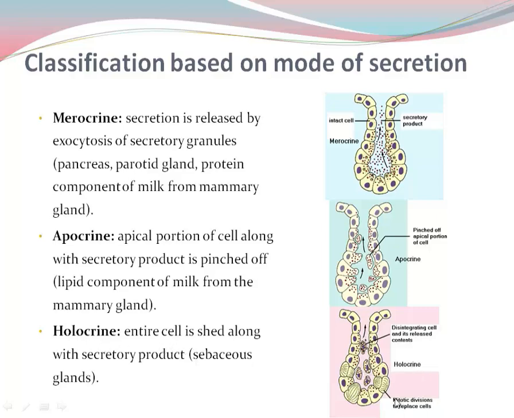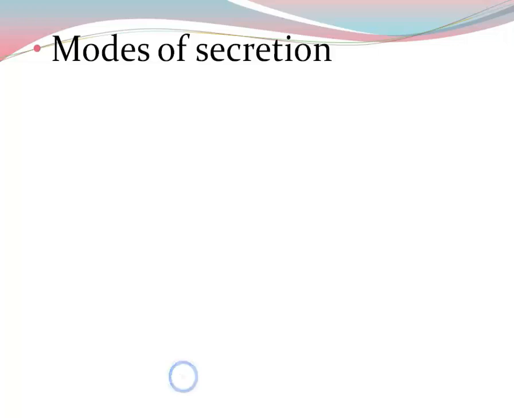See here, the cell goes on accumulating the secretory product, and as that secretory product matures and the cell gets full with the secretory product, that entire cell gets detached from the basement membrane and is released into the lumen. That cell then goes outside and bursts. So the entire cell is shed along with the secretory product. You will see that example in a sebaceous gland.